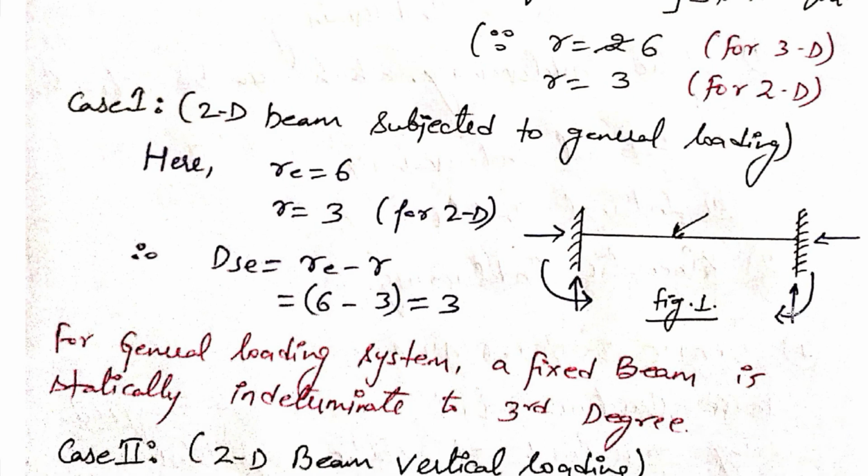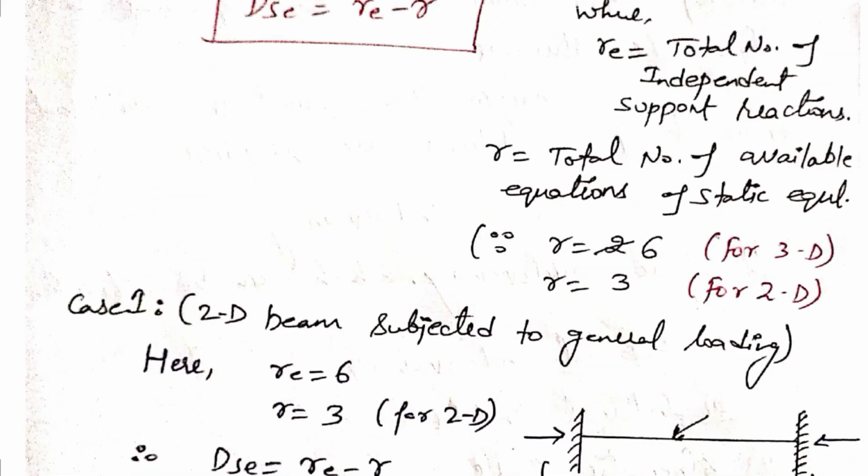We have to find our external static indeterminacy. Here RE is equal to 6: the first is the horizontal reaction, the second is the vertical reaction, the third is the moment, then the fourth, fifth, and sixth are the horizontal, vertical, and moment at the other support. Since it is a 2D structure, R is equal to 3, our available equations of static equilibrium.